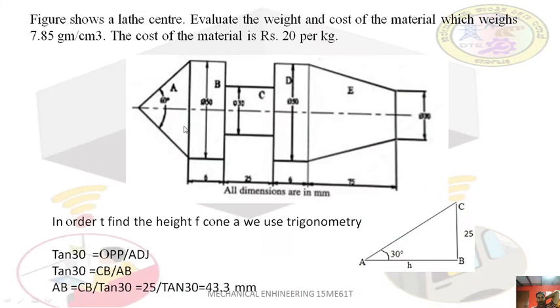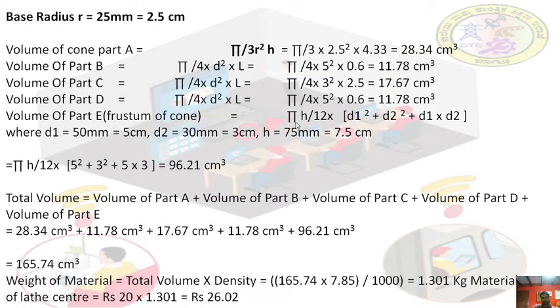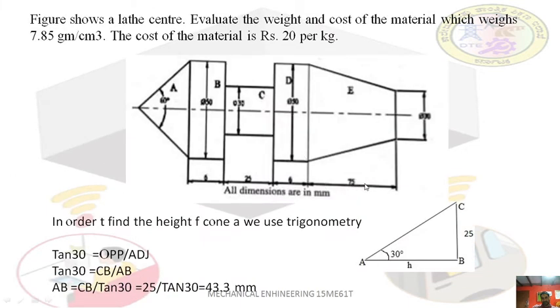The volume of E now. The frustum of cone now. The formula we use is pi h by 12 into d1 square plus d2 square plus d1 into d2, where d1 is the larger diameter, d2 is the smaller diameter. Larger diameter d1 is 5 centimeter and d2 is 3 centimeter. h is the height of the frustum, 75 millimeter, in terms of centimeter 7.5.